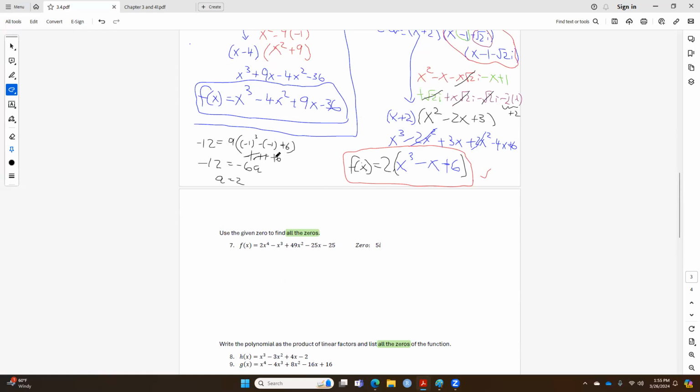That means this is no longer negative 6a. This is positive 6a, which means when you divide both by 6, your a is negative 2. So I make a boo-boo here. So that is a negative 2. So it's kind of the same, just a bit of changing sign here. So your answer in this case should be negative 2x cubed minus x plus 6. Thank you so much for correcting me in this case, Henry.